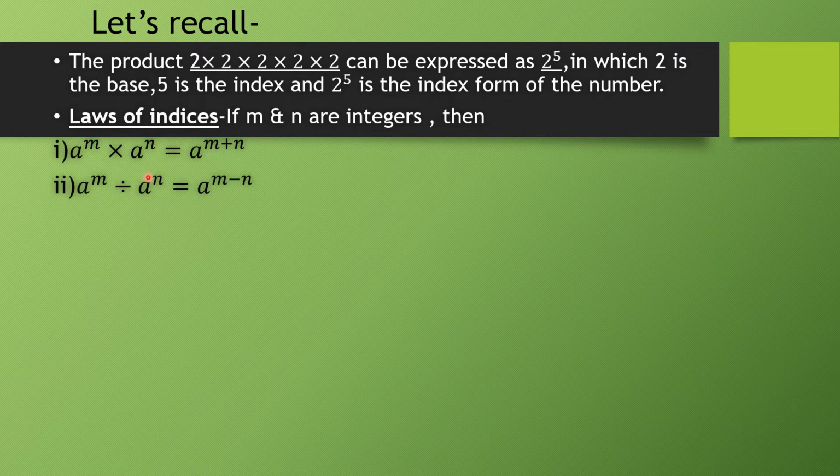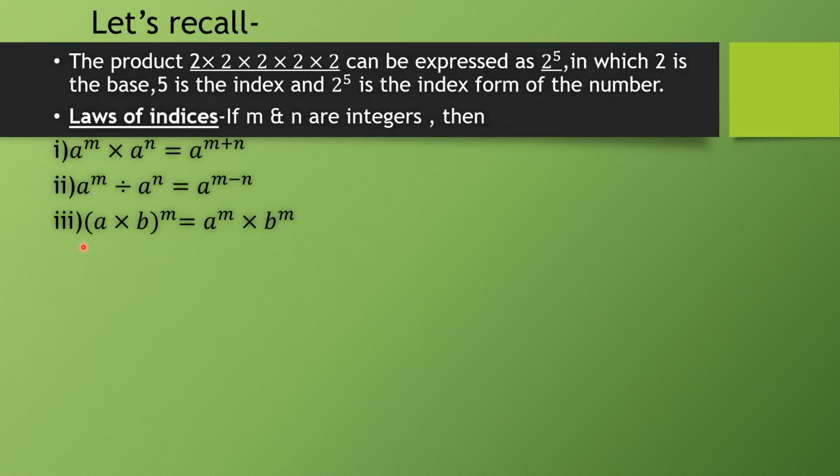Then the second law, a raised to m divided by a raised to n is equal to a raised to m minus n. See here, base a is common. There is a division of two index numbers and in their answer, this law is a raised to m minus n, that is indices are subtracted here.